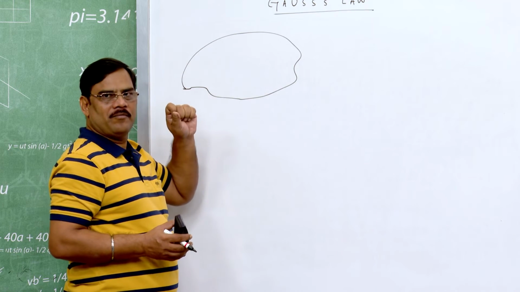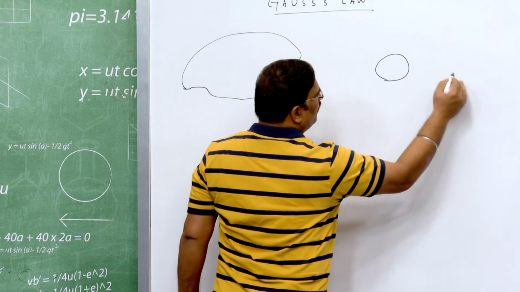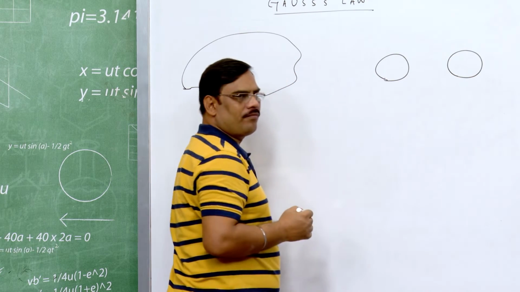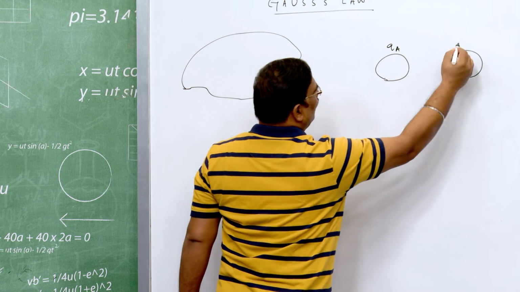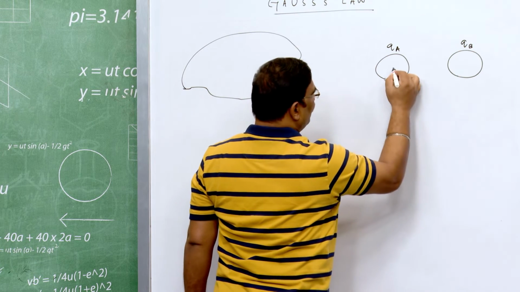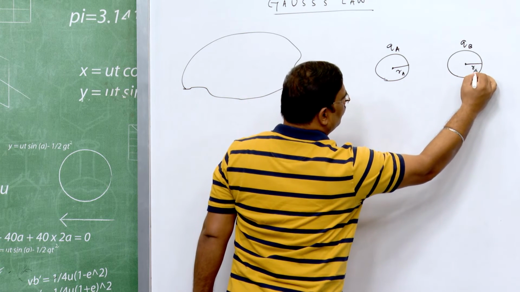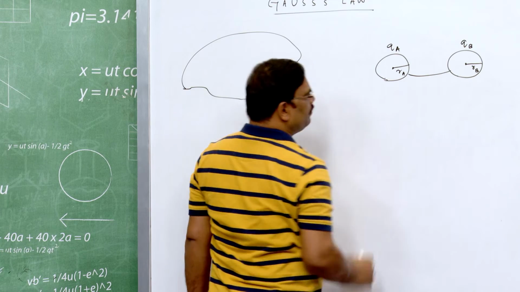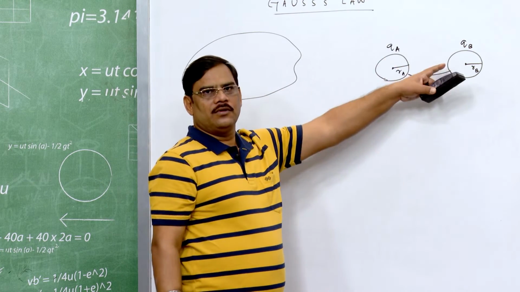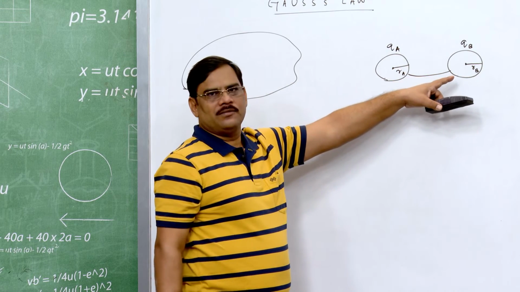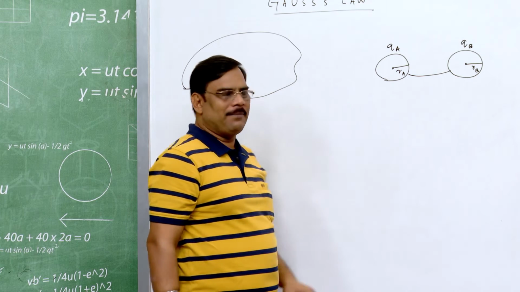How is this happening? Suppose we consider two spheres, one having a charge q a and the other having a charge q b, with radius r a and radius r b, and they are connected. What will happen? The charges will flow from one to the other till their potentials become the same.